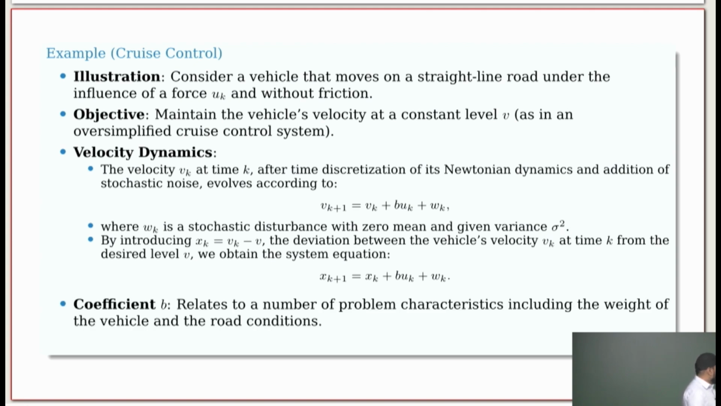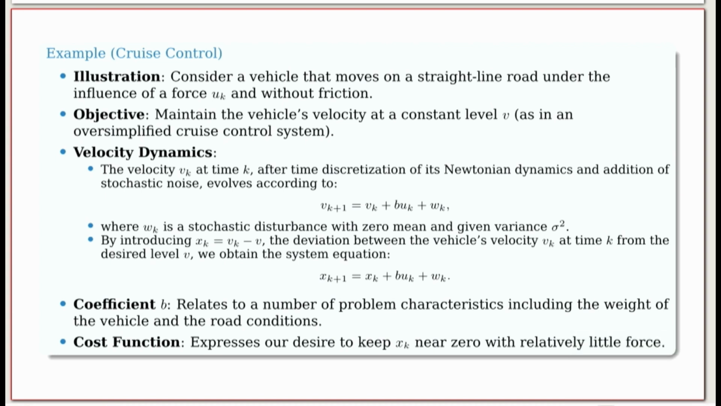Now b, as I said, could be the weight of the car, and it could even model some road condition, things like that. It depends. So we keep b as it is for the moment, a constant, which when applied to the force produces the required velocity. So this is our state equation. Our new state is obtained from the old state and the control in this way. So you can think of this as g of xk, uk, wk that produces xk plus 1. Obviously the cost function will be to keep xk near 0 with relatively little force. So that will be our cost.